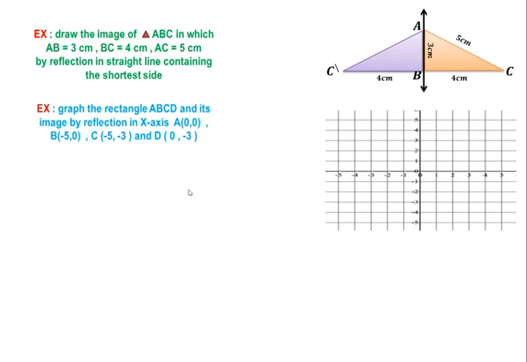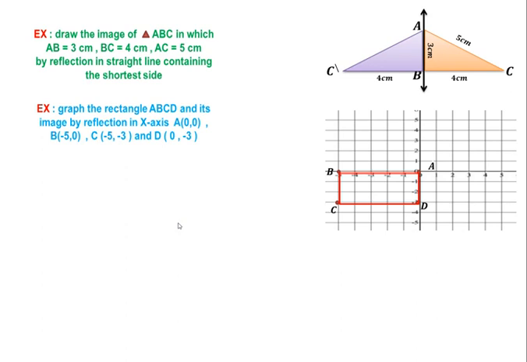At first, the point A is 0, 0, and the point B is negative 5, 0, the point C is negative 5, negative 3, then the last is the point D, 0, negative 3. Then we locate the points and join these 4 points to get the shape.